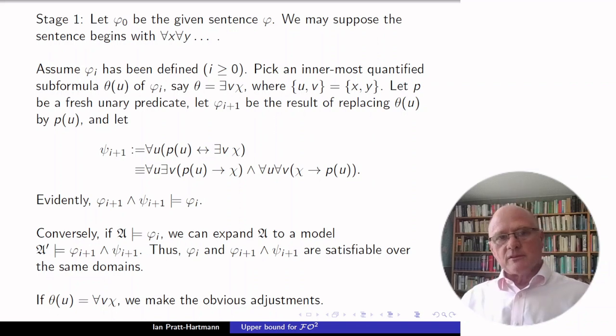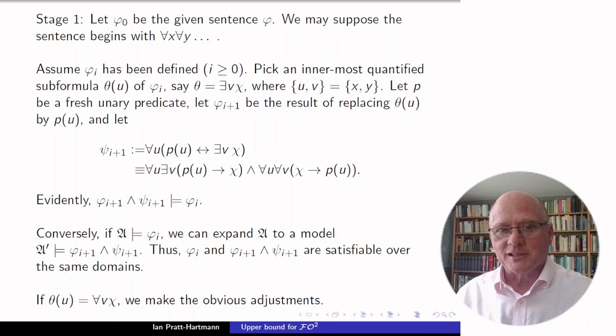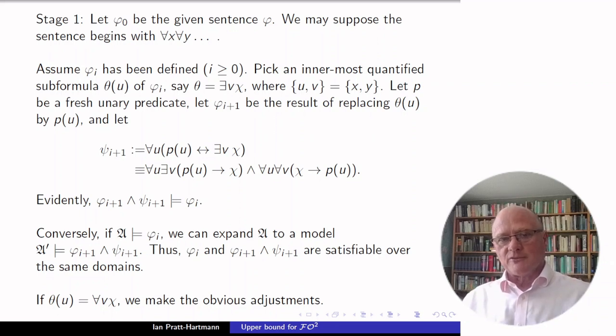Now, if you look here, I've done a little bit of judicious rewriting. So instead of writing for all u, P of u if and only if there exists v xi, I've rewritten this as for all u there exists v, P of u implies xi, and for all u for all v, xi implies P of u. And if you scratch your head a little bit, you will see that these two formulas are logically equivalent. So I'll take psi I plus 1 to be this formula in future. But notionally it's the same as the formula on the first line.